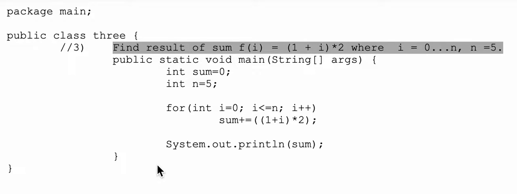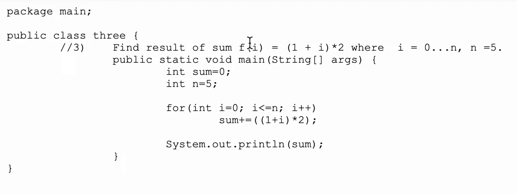Looking at this problem, we're going to find the result of some sum. If, for example, we have f of i is equal to (1 + i) times 2. So this is kind of like a math equation where our i is equal to 0, and so forth until n. And n is going to be equal to 5 for this example.